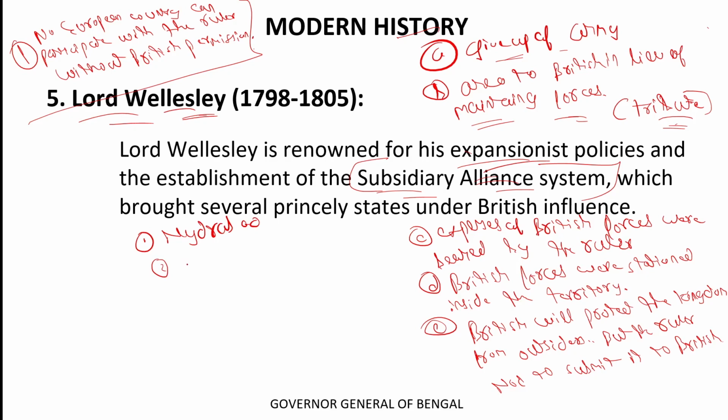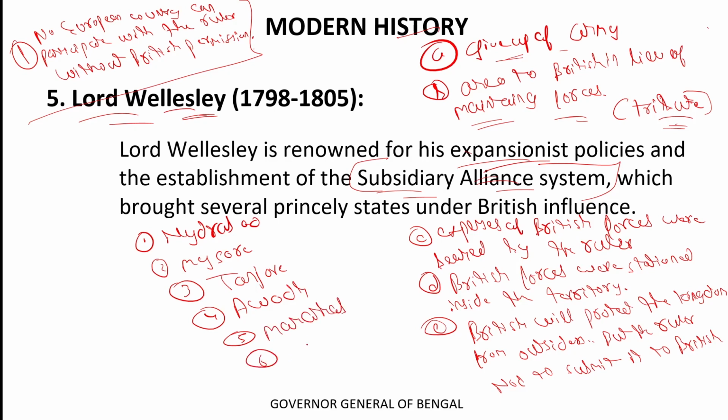Second was Mysore. Third was Tanjore. Fourth was Awadh. Fifth was Marathas. Sixth was Scindias, who were part of the Maratha family. Okay, so these were some of the states who signed the subsidiary alliance. Got it? So this is about Lord Wellesley.